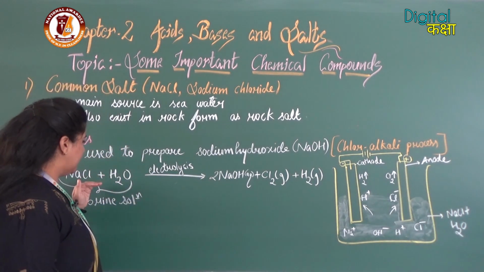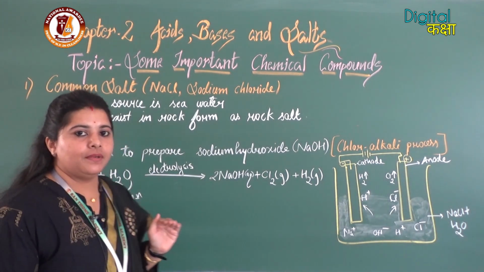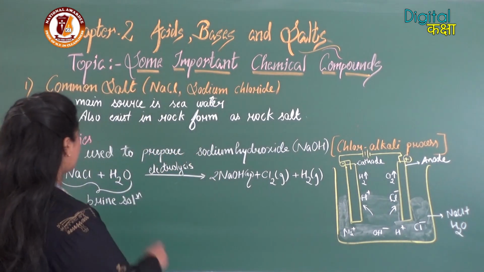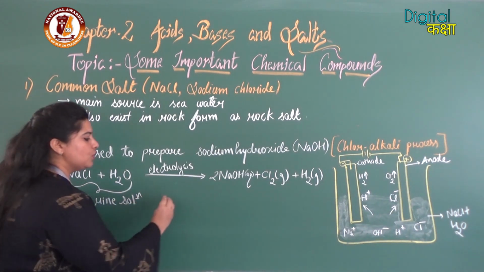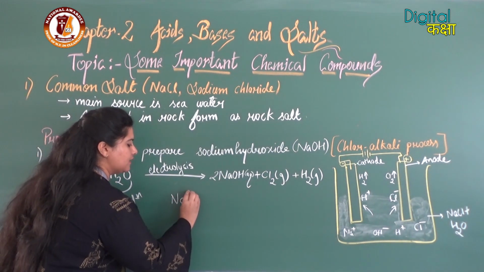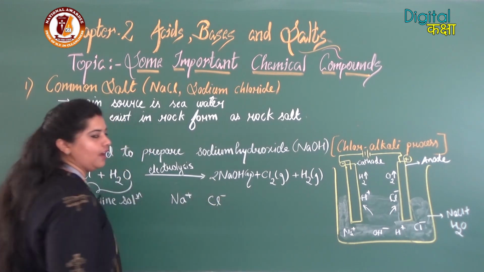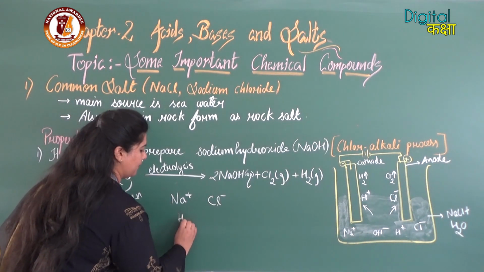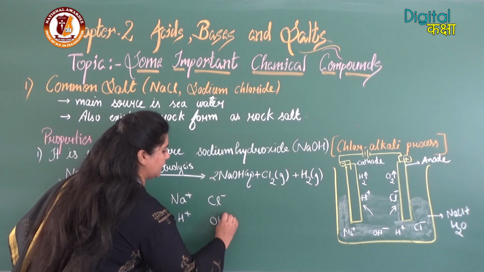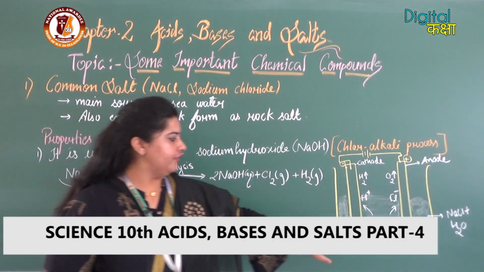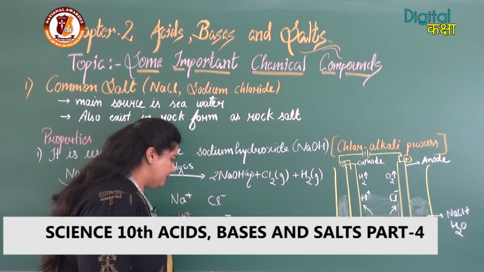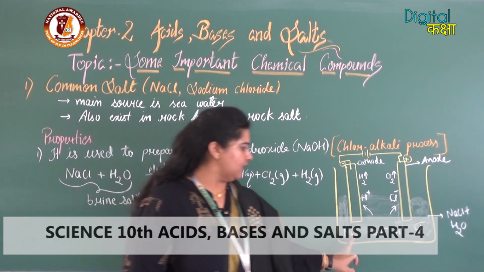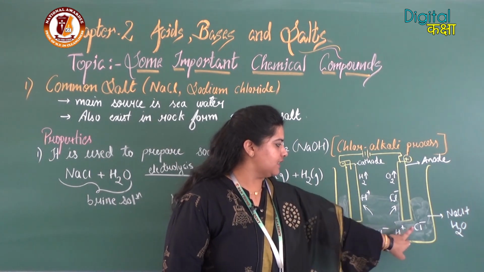So when we are passing electricity into the solution, what will happen? The salt and water will dissociate into their ions. Here the salt is NaCl. When it dissociates, it forms Na plus and Cl minus ions, and water dissociates and forms H plus and OH minus ions. So here we have 4 ions: Na plus, Cl minus, H plus and OH minus.